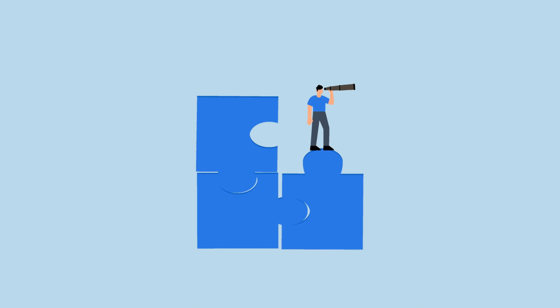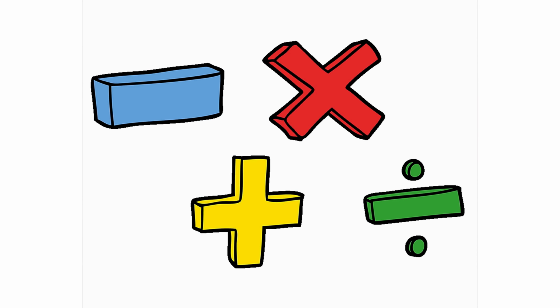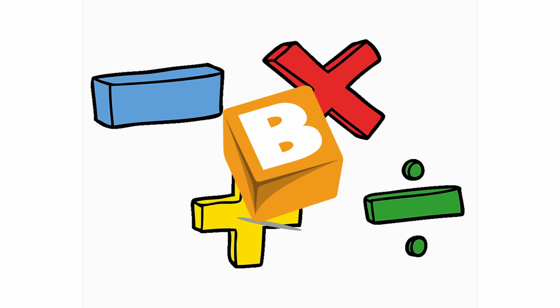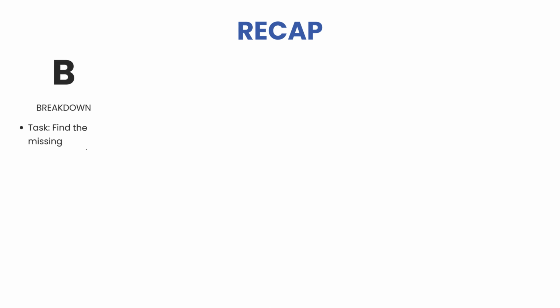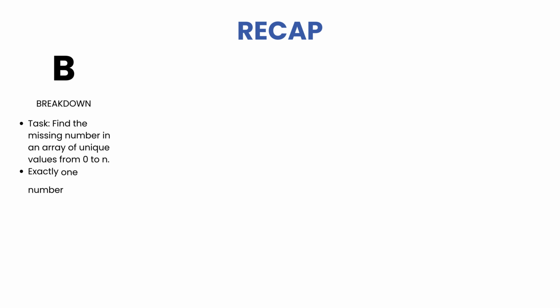Alright, let's wrap it up. This problem was all about finding one missing number in a sequence, a clean logic puzzle that tests how well you think mathematically and bitwise. Breakdown recap. We started with an array of unique numbers taken from 0 to n, but with one number missing. Our job was to figure out which one. Simple conceptually, but it's a great test of how you handle efficiency and space optimization.